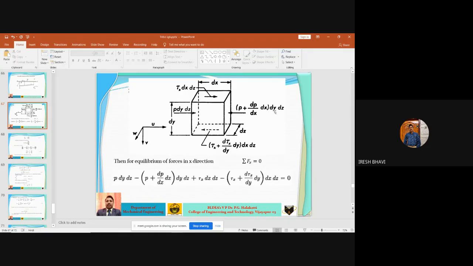Similarly, let us consider that dP by dx into dx is the differential change due to change in length from here to here. What is the length? Dx. So the differential change in pressure is, already P is there, plus change in pressure is dP by dx into dx.